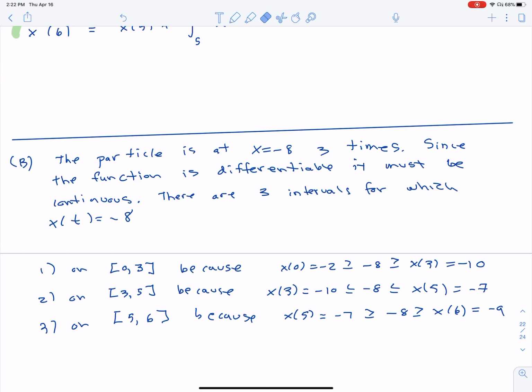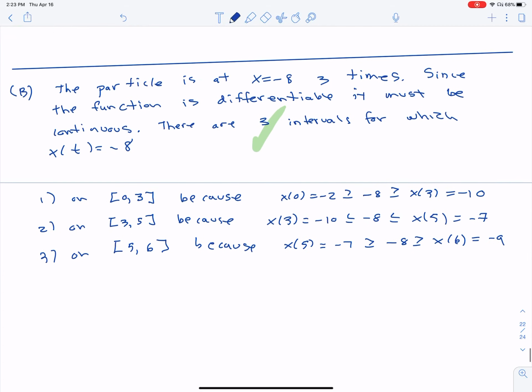So I've established two things now. One, I've established that the function is continuous. I did that there. Two, I've established the fact that -8 lies in between three different segments. So my last part is I need to come up with my conclusion. So now I'm just going to use my theorem.